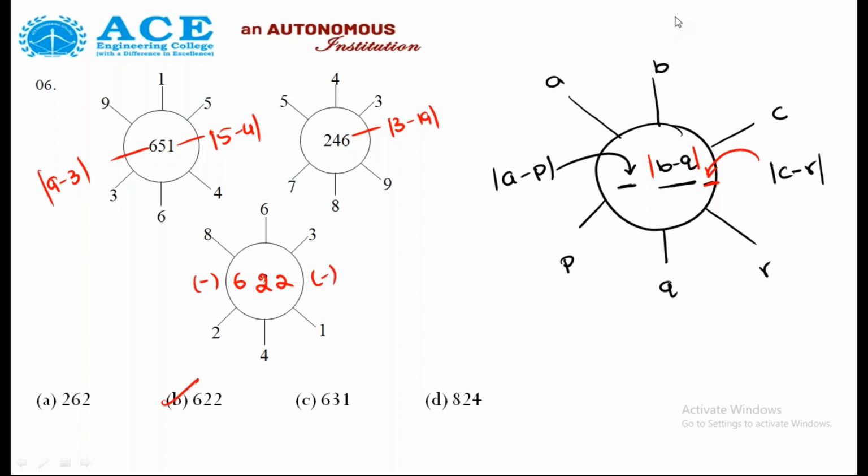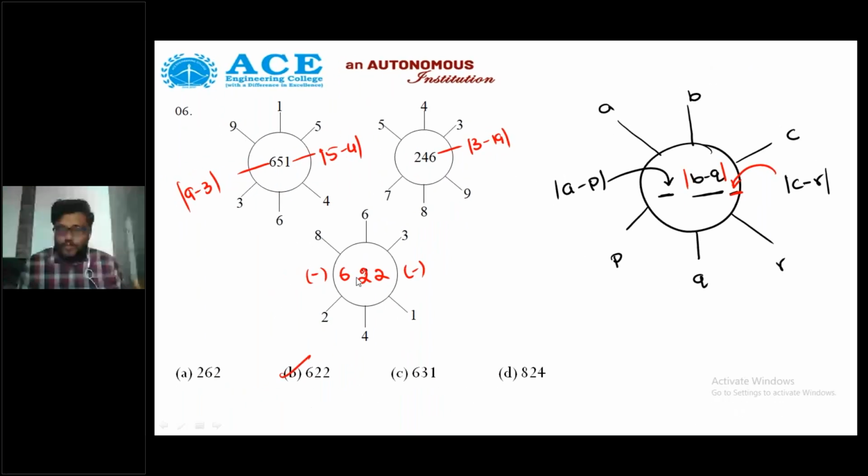6, 2, 2, my dear friends. So the difference between 8 and 2 is 6, 6 and 4 is 2, 3 and 1 is nothing but 2. The difference between the same positions we are mapping is nothing but 6, 2, 2, my dear friends. Got it? Excellent.